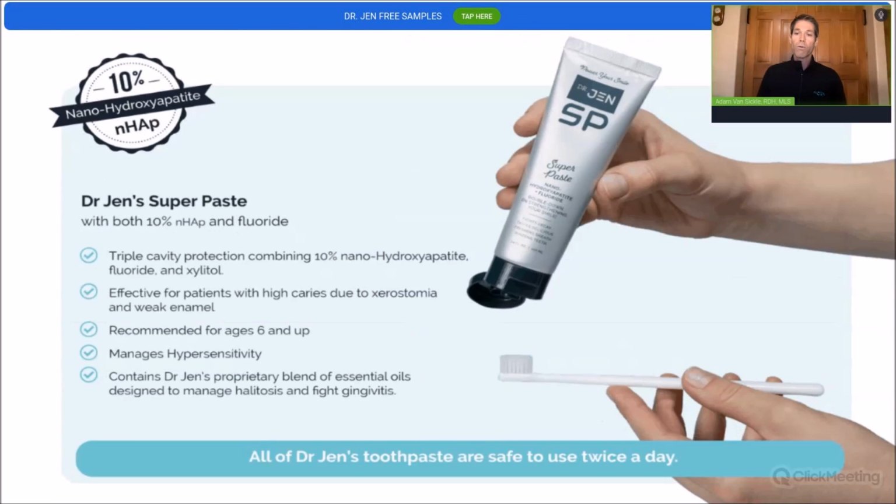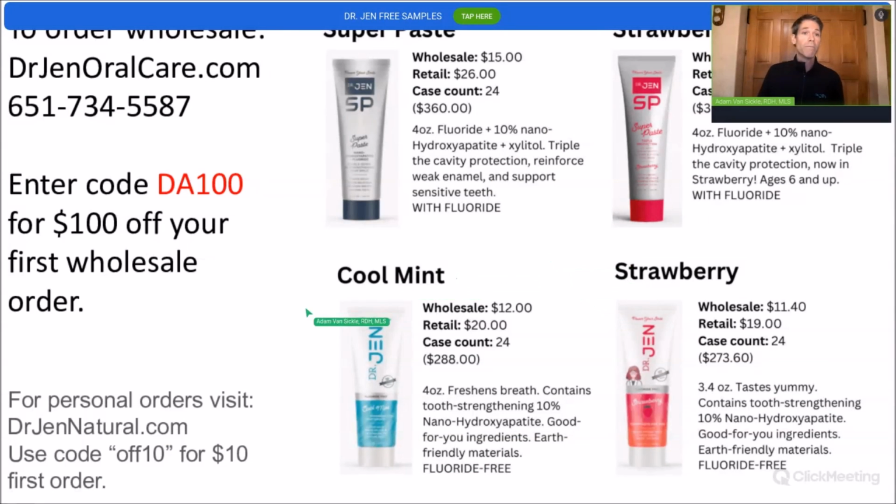But the real story of the day is the Super Paste. This is the toothpaste that is replacing high prescription fluoride. It is redefining industry standards and really the protocol for how we treat these patients with high caries and with xerostomia. You saw the results there. It really is creating a benchmark now for preventative oral care products to aspire to.